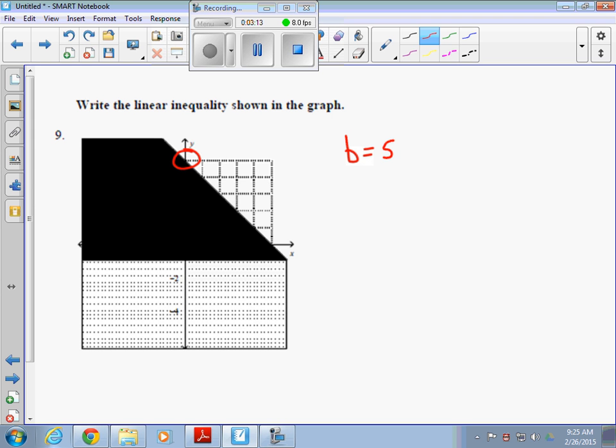Then you need to pick another point it's going through. You could have picked the one right there, or you could have picked this one. Either one of them would work. But it's going down according to the ones I'm using. 1, 2. Down 2 is -2. And to the right, 1, 2 is +2. So down 2 and over 2, your m value is going to be -1.